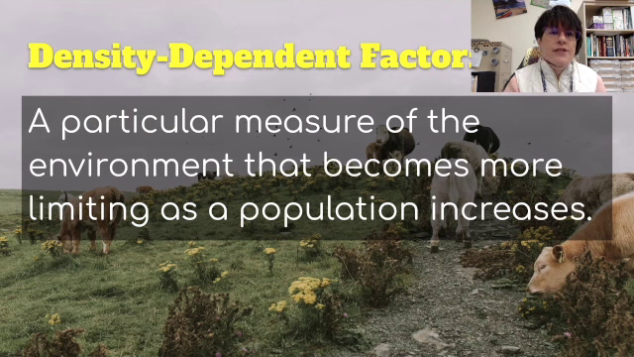Some limiting factors are density dependent. This is a particular measure of the environment that becomes more limiting as a population increases. So we can see some cows grazing here. But maybe if we increase the number of cows, then there would not be enough pasture, not enough food for them. So that would be a density dependent factor.